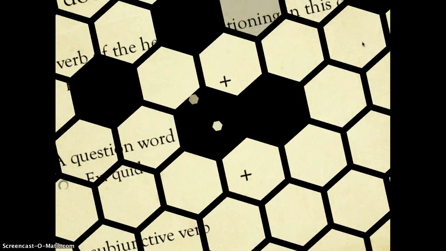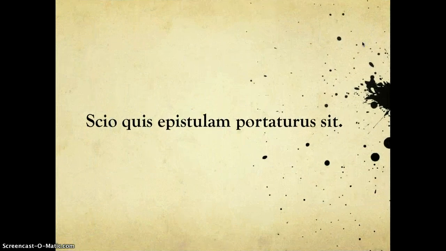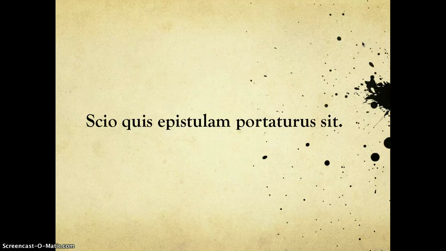Now let's look at another example and see if you can guess the different parts of this indirect question. Scio quis epistolam portaturus sit. Take a moment to look over the parts of this sentence.